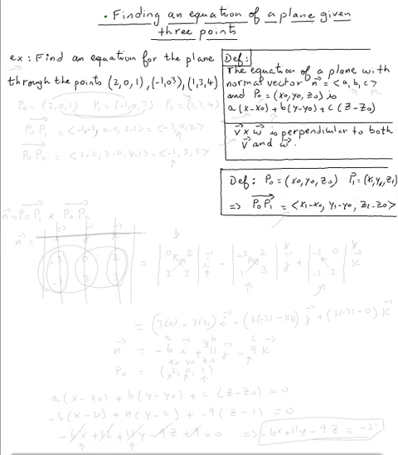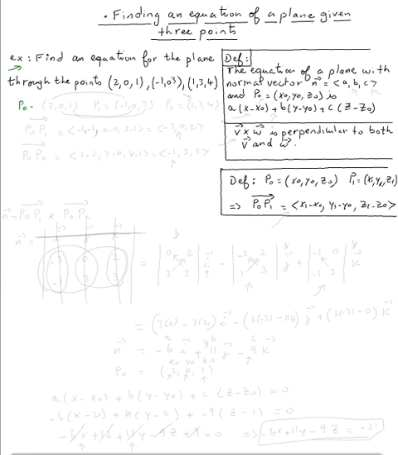The topic is finding an equation of a plane given 3 points. So let's do this example. Find an equation for the plane through the points (2, 0, 1), (-1, 0, 3), (1, 3, 4). So all these 3 points are in the same plane.